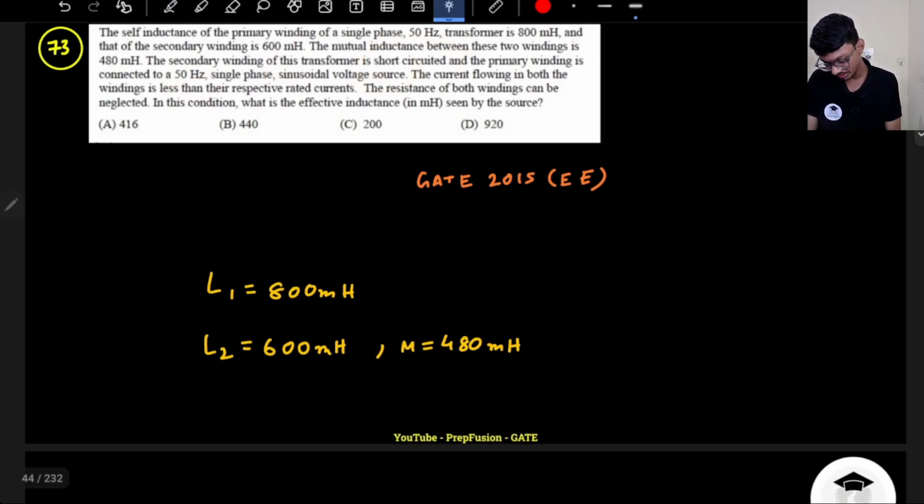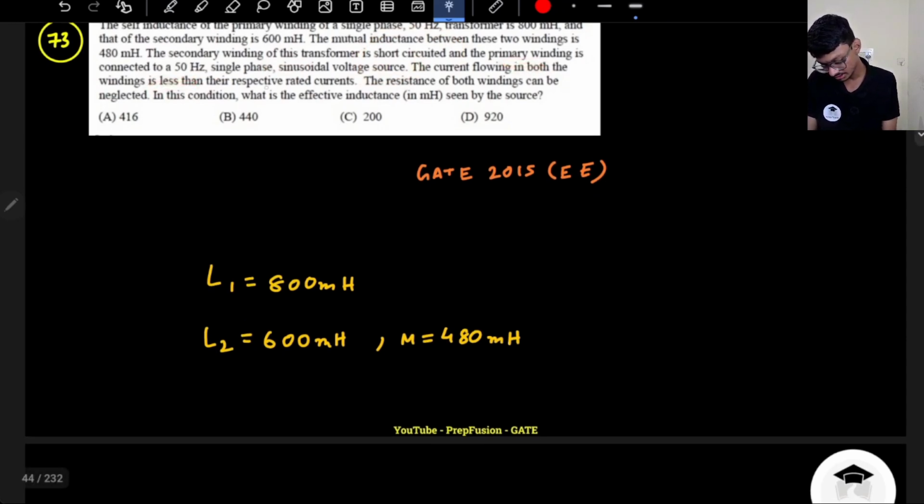So the secondary winding is short circuited, okay, and the primary winding is connected to a 50 Hz single phase voltage source. The current flowing in both the windings is less than their respective rated currents. The resistance of both the windings can be neglected. In this condition, what is the effective inductance seen by the source?